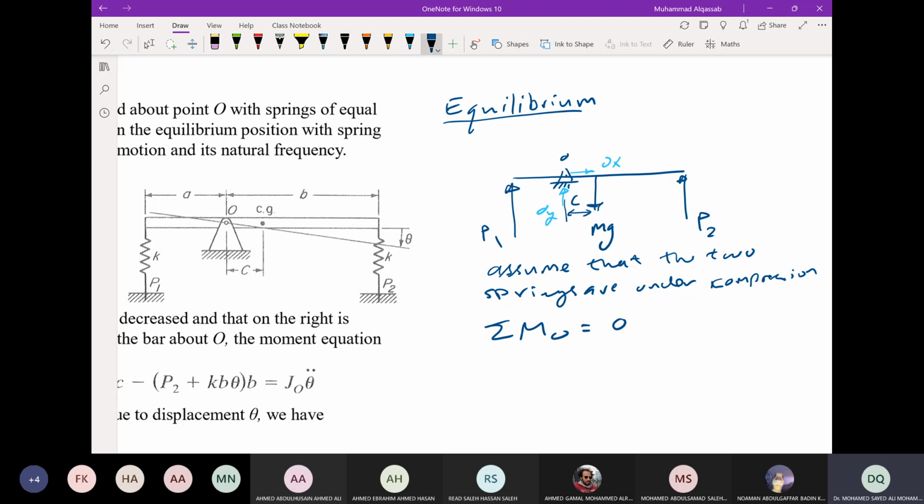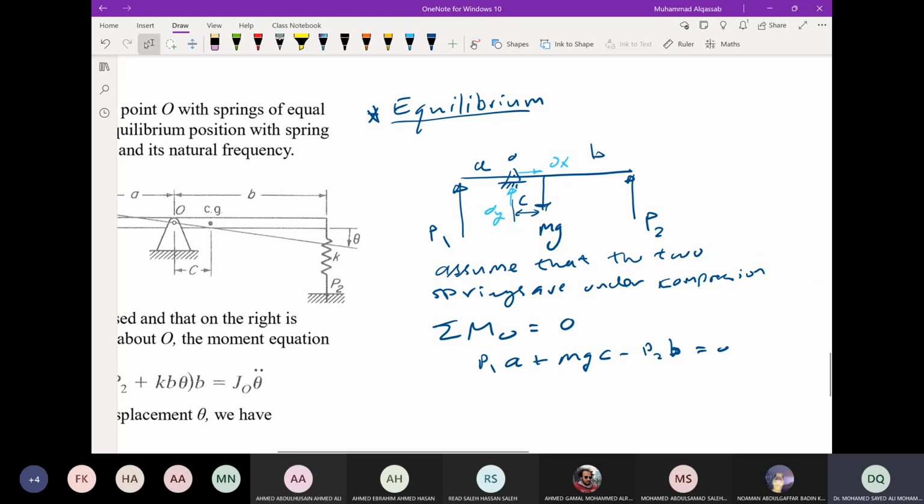Now we take the sum of moments about point O. This equals 0 because we are doing the equilibrium. This distance is A. The whole distance from the end to the pivot is B. Then the moment about O is equal to P1 times A plus mg times c minus P2 times B equals 0. This is the equilibrium equation.